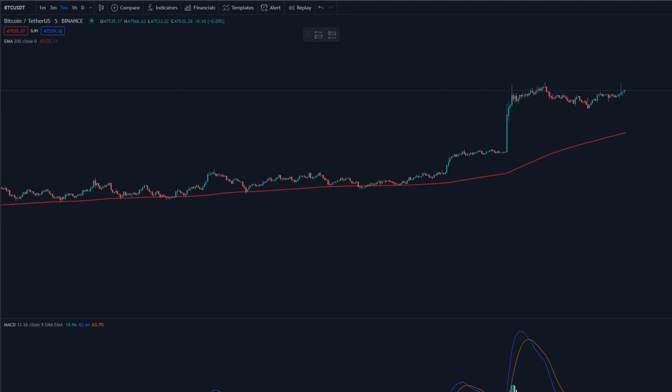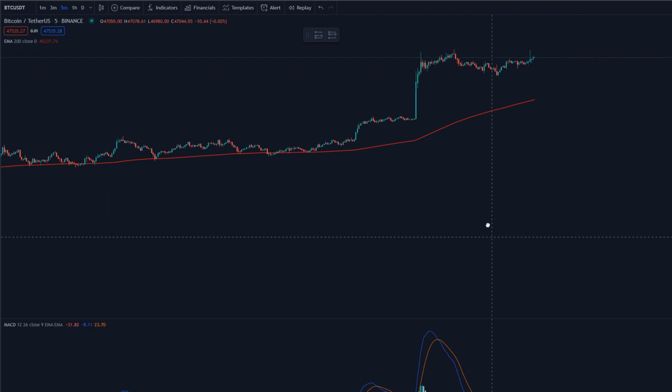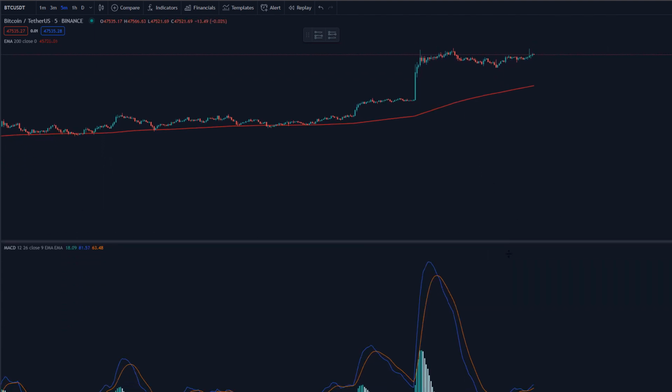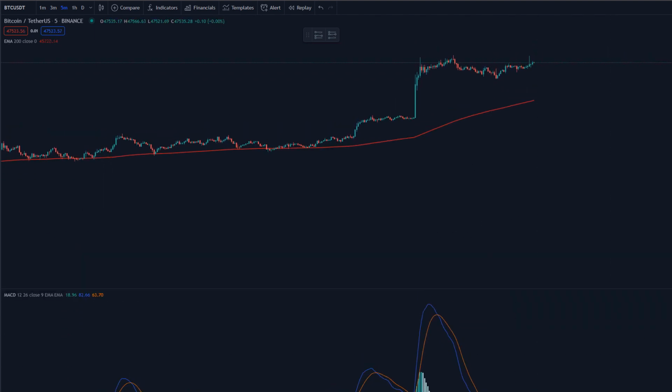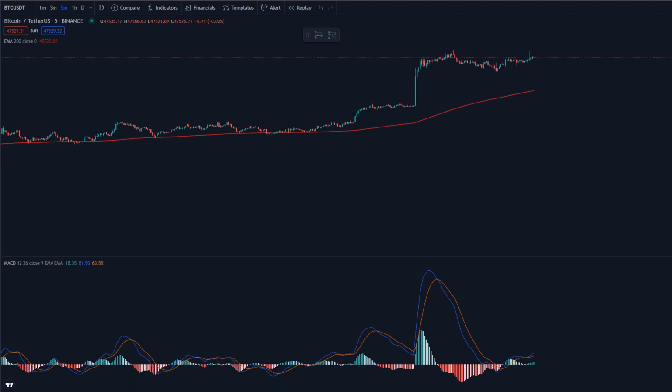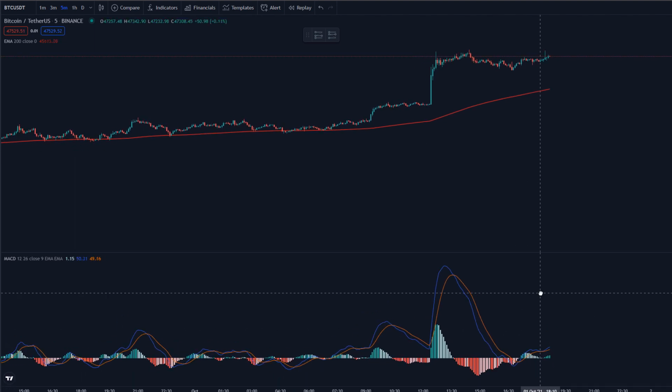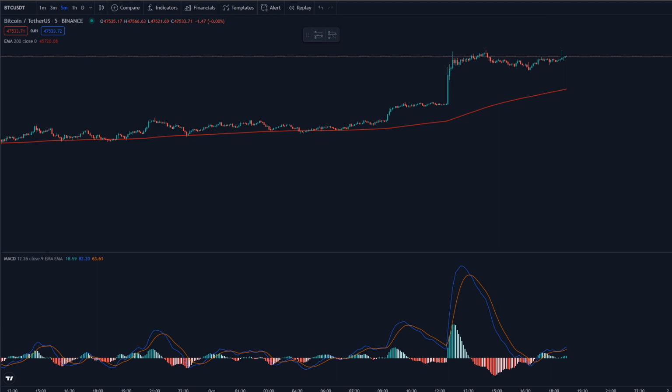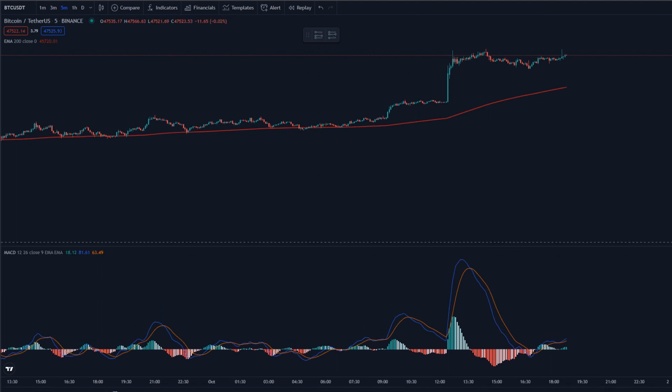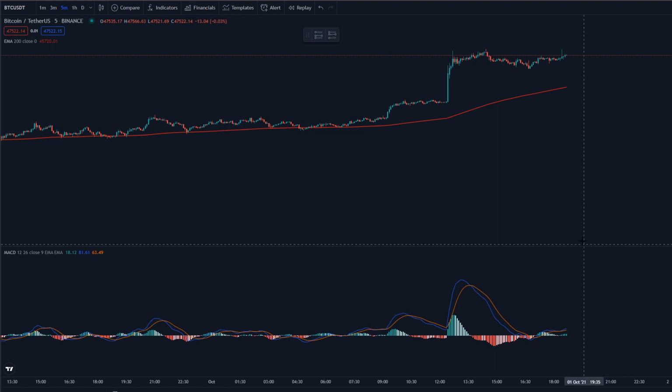So let's see. I have to align this stuff a little bit different so you can clearly see the MACD. I think you can see it now. My screen is a bit bigger than what I'm recording. Okay. Should be good now.